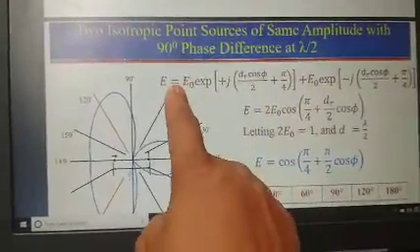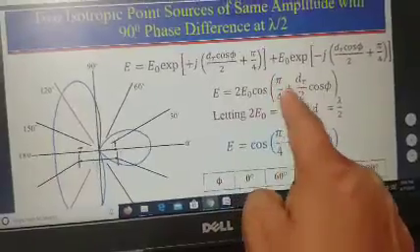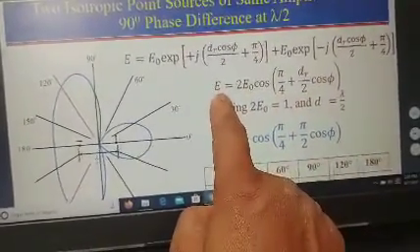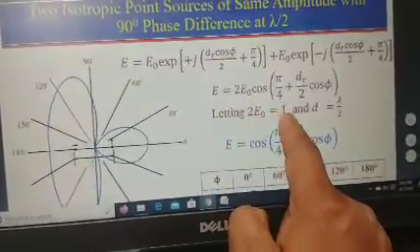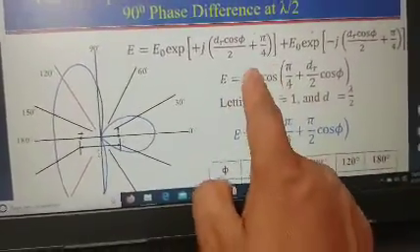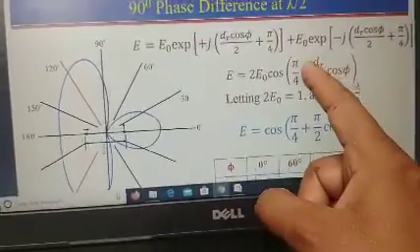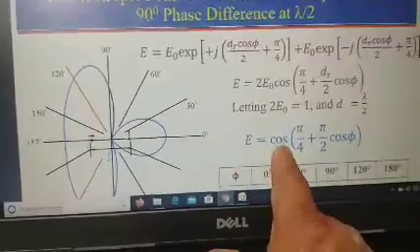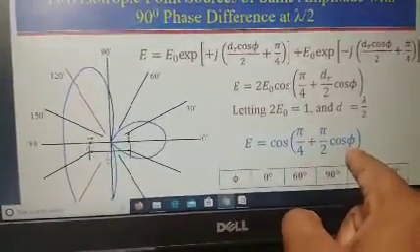Finally for this equation we find E is equal to 2E0 cos(pi/4 plus dr/2 cos phi), and normalizing this equation, 2E0 is equal to 1 and d is equal to lambda by 2. Hence normalizing means 2E0 is equal to 1 and d is equal to lambda by 2. This equation we have formed: E is equal to cos(pi/4 plus pi/2 cos phi).